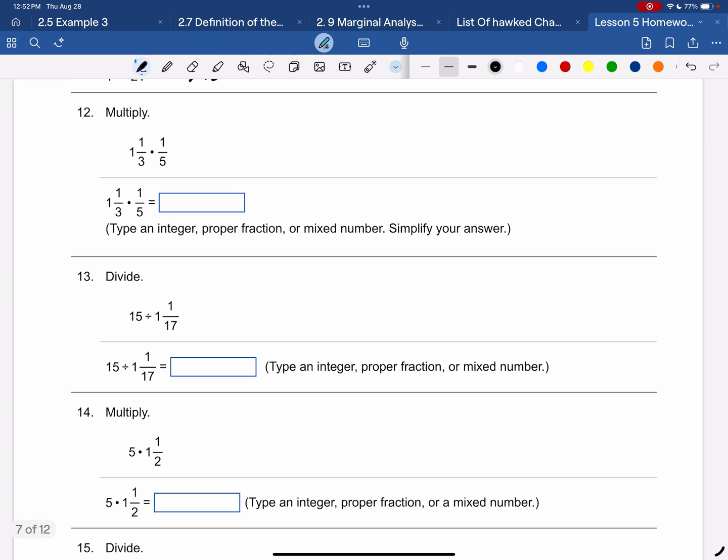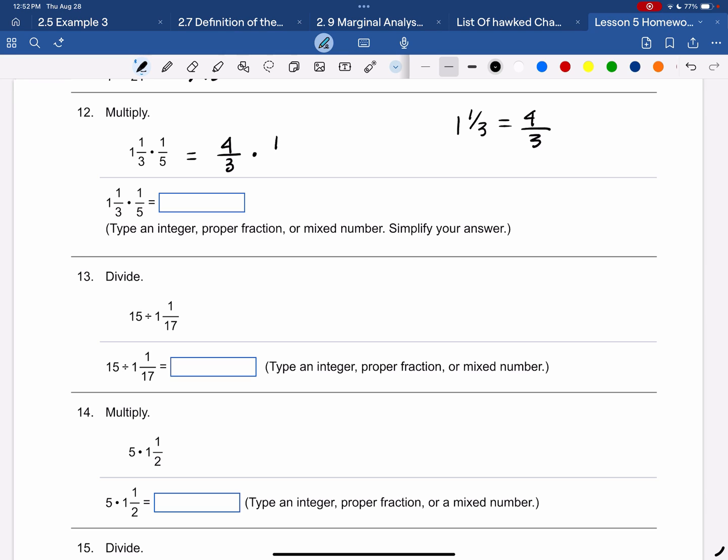Number 12, 1 1/3 times 1/5. Well, we never multiply, divide, add, or subtract with mixed numbers. So we change our 1 1/3. That's going to be 1 times 3 is 3 plus 1. That's going to be 4/3.